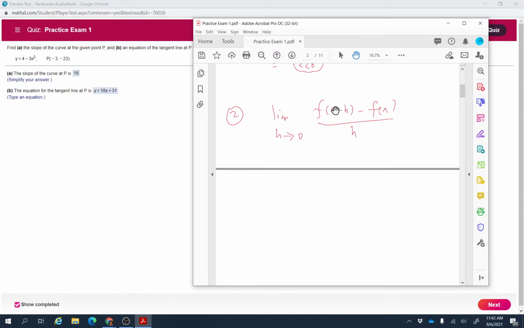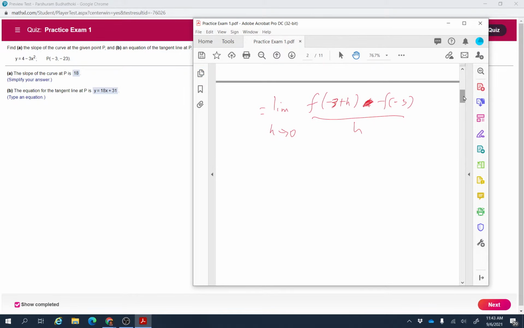So we are going to replace this x by -3. So we are going to find out this limit, replacing this x by -3: f of -3 plus h minus f of -3 over h. So now find out the value of the function. Look at here, the function is y equals 4 minus 3x squared. So you can find the value. Function f of x is 4 minus 3 times x squared.